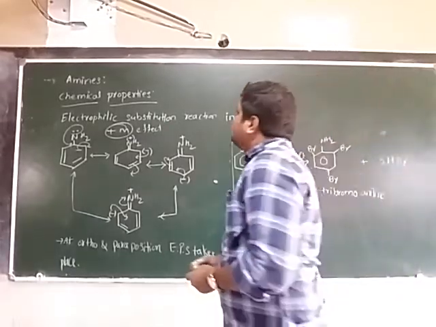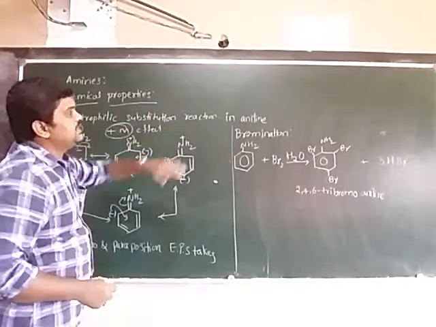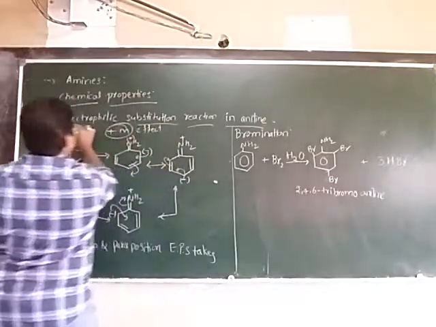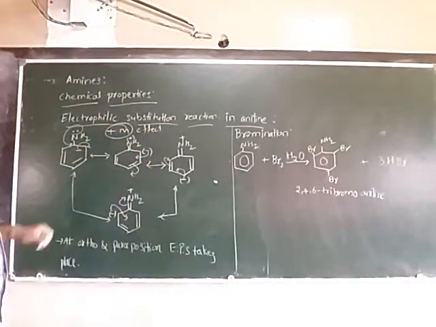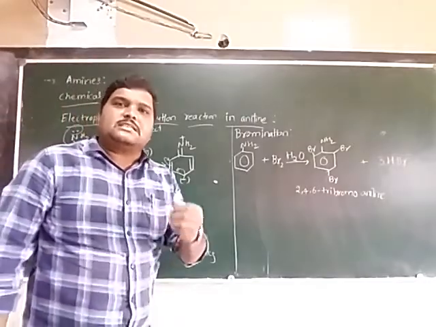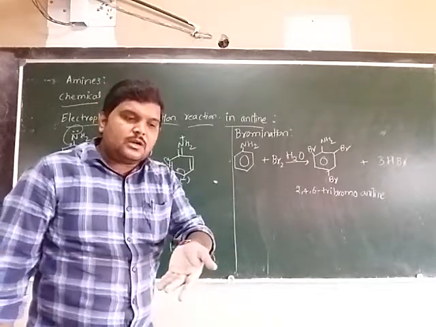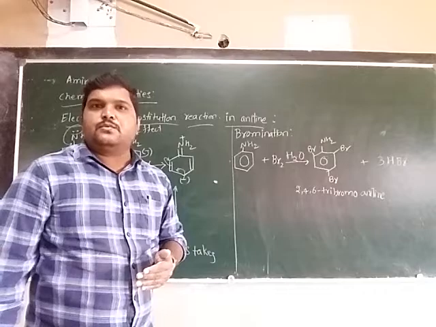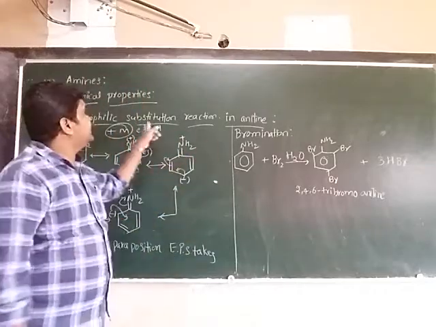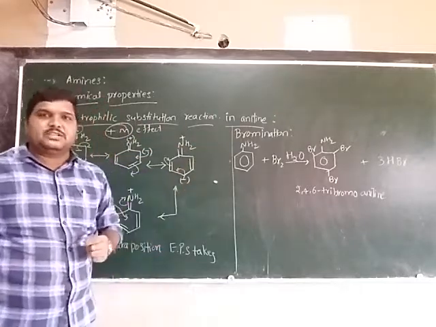Now we will see one more chemical property, the electrophilic substitution reaction in aniline. What is the electrophilic substitution? One electrophile is substituted by another electrophile. What is the meaning of electrophile? Electron-loving species we call electrophile. So one electrophile substituted by another electrophile is called an electrophilic substitution reaction.